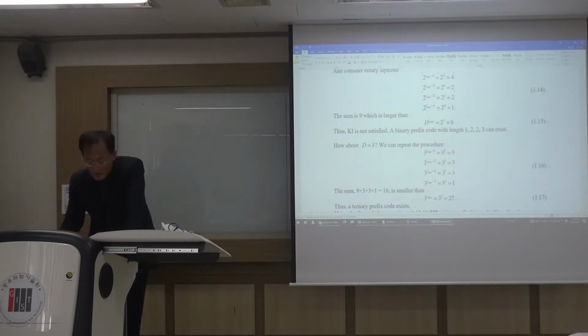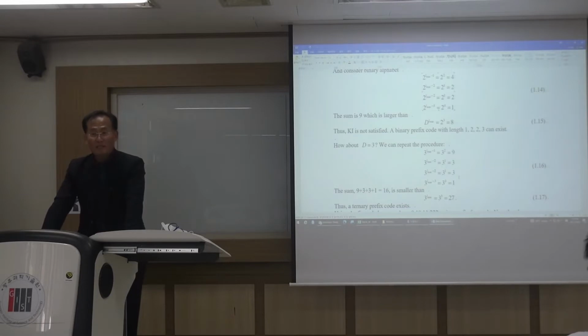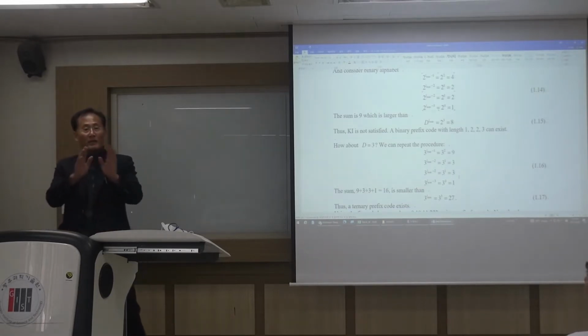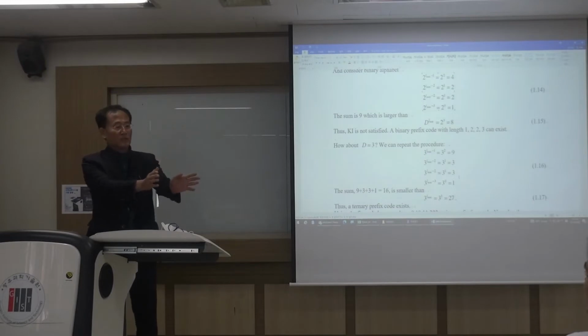Let's now try D is equal to 3. Then what happens? Aha, then this one becomes 9, 3, 3, 1. 3 to the power of 3 is 27. If we add all of them, it is just 16. Aha, then we can construct a prefix-free code with the ternary alphabet. If we use a binary alphabet, no such prefix code.